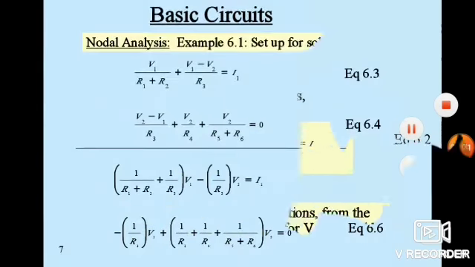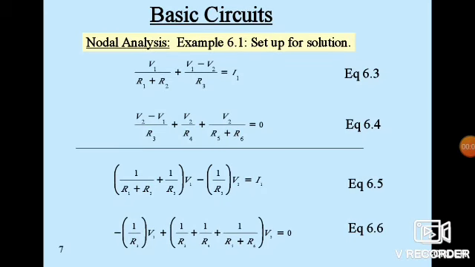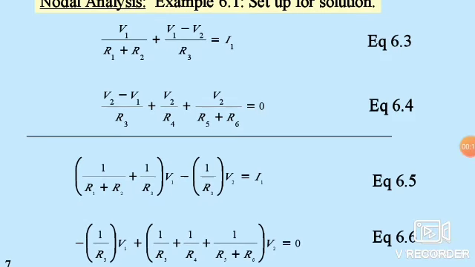Now the equations are V1 by (R1 plus R2) plus (V1 minus V2) by R3 equals I1 for the node V1. And for the node V2, (V2 minus V1) by R3 plus V2 by R4 plus V2 by (R5 plus R6) equals 0. So from these equations, if you clear the equations and take V1 and V2 as common, we can get the equation as (1 by (R1 plus R2) plus 1 by R3) into V1 minus 1 by R3 of V2 equals I1.